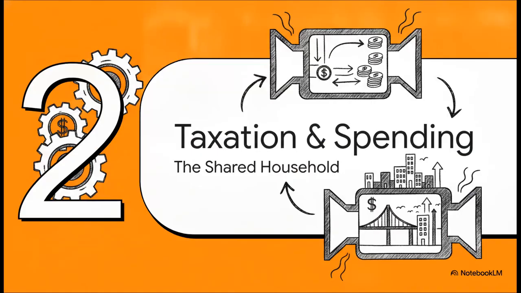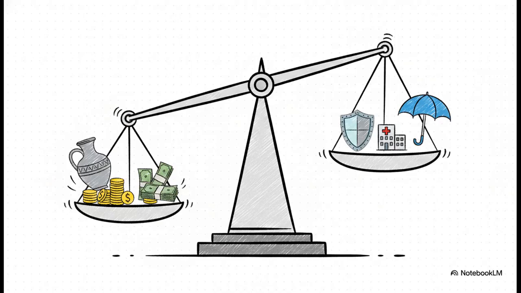Moving right along to Section 2, taxation and spending, or as I like to call it, the shared household. Notice how the revenue collection side, that's taxation, directly balances the expenditure side. Now, the roots of this system are ancient. Way back in ancient Rome, they didn't just tax your farm produce. Emperor Vespasian actually put a tax on the collection of urine from public toilets. Crazy, right? Fast forward to today, and we use much more modern mechanisms.